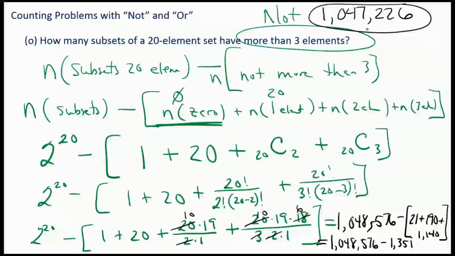That wraps up this section. We talked a lot about not and the complement by subtracting that out from the original amount of sets or options or possibilities that you're dealing with on the big picture there. And then we talked about OR, which means you add each situation together, but you always have to subtract out what's in common.